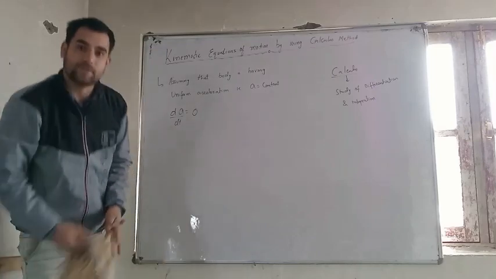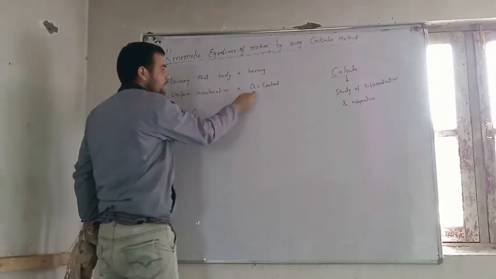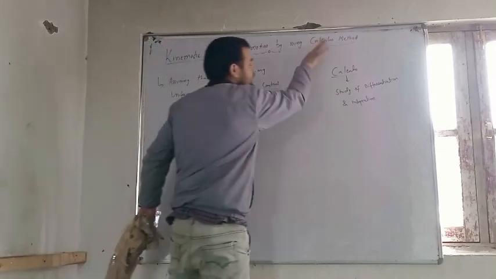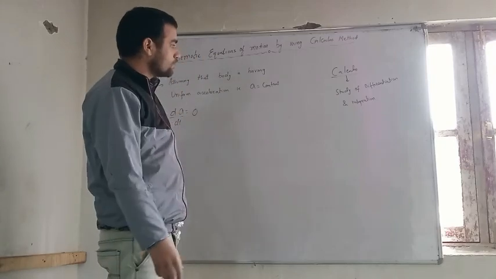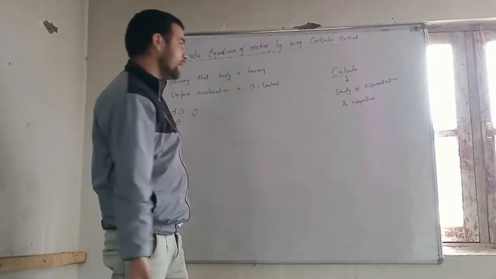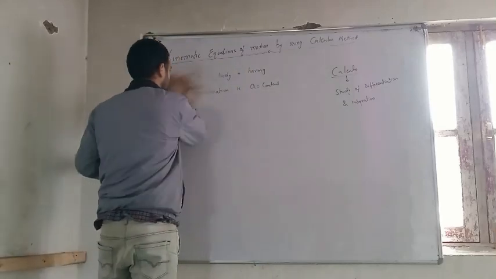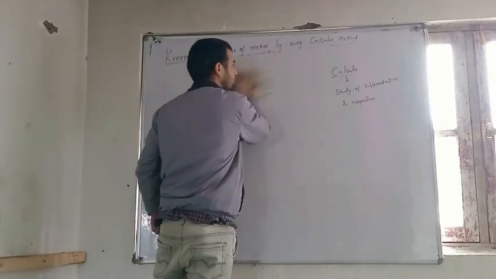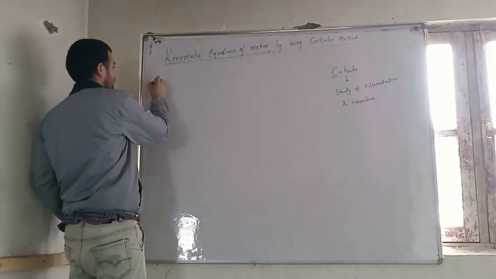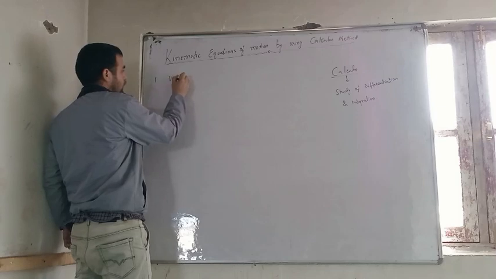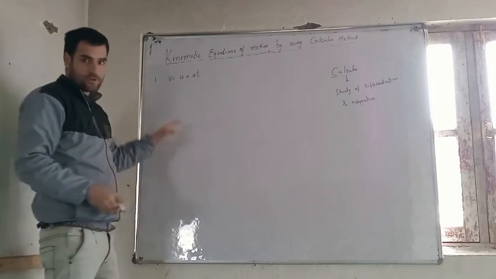So now you understand that in the kinematic equations we assume a is to be constant, and by using the calculus method we use a special tool, calculus, in which we study differentiation and integration. Let's take the first equation of motion. The first equation is v is equal to u plus at. This is the equation we have.